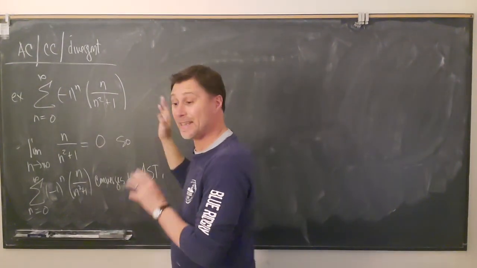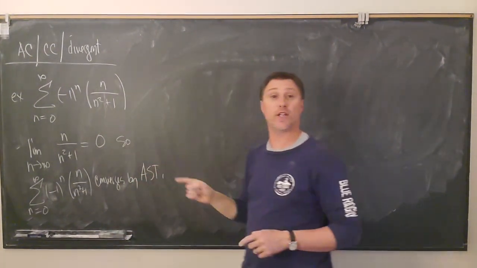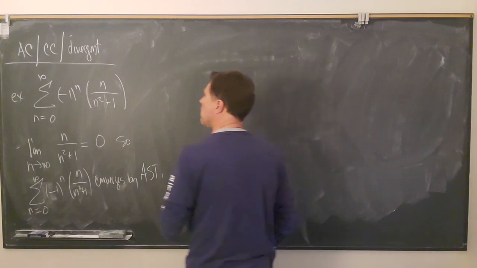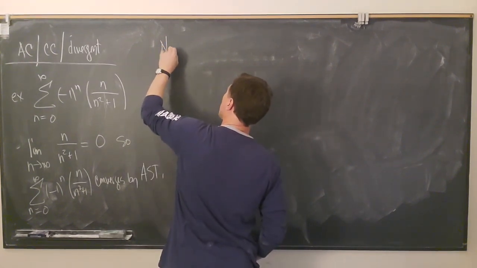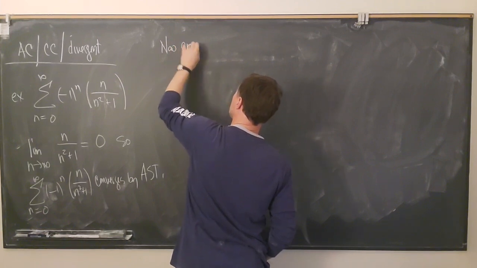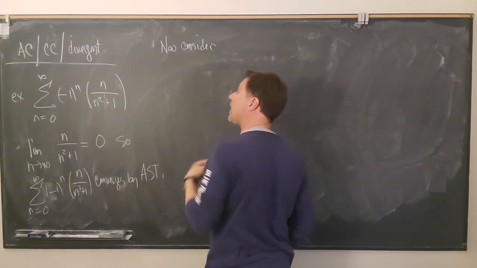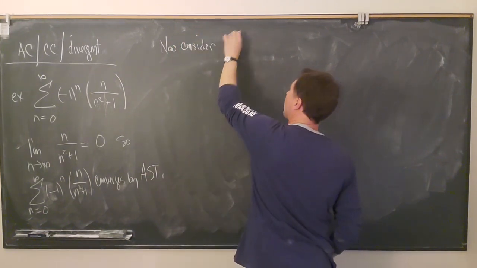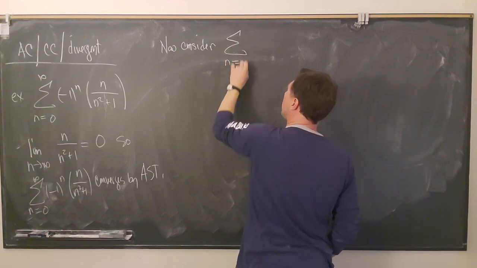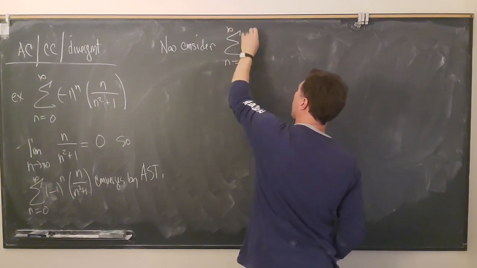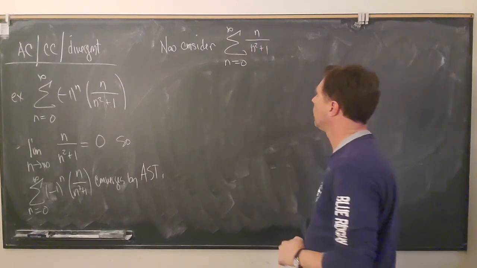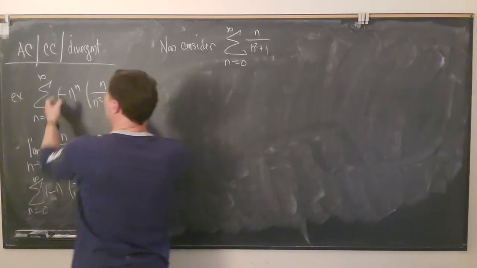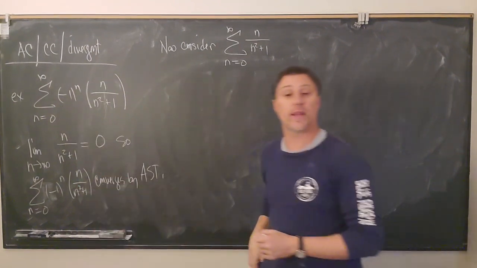Okay, so we know that it's at least conditionally convergent, and now we need to check to see whether it's absolutely convergent. So now consider the series that you'd get if you put absolute value bars around it. So this will be the sum from n equals 0 to infinity of n over n squared plus 1. If you put absolute value bars around it, all it's going to do is kill off that minus 1 to the n right there.